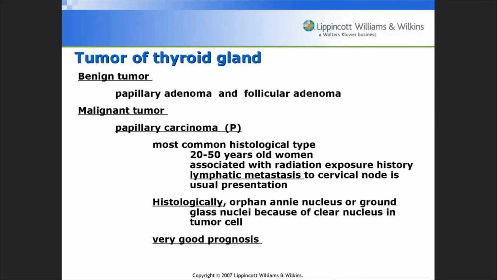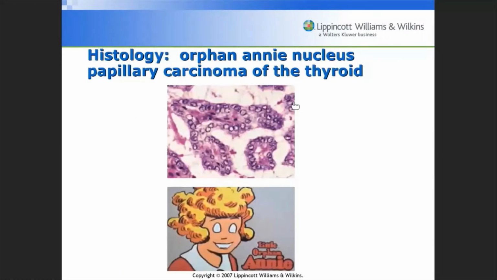So the malignant one, the papillary, is the most common, as you can say. It has very good prognosis. Tends to be seen in women, and particularly women who have had frequent radiation. Histologically, the cells will look like what we consider an orphan Annie nucleus, if you will. So this is what orphan Annie looks like.